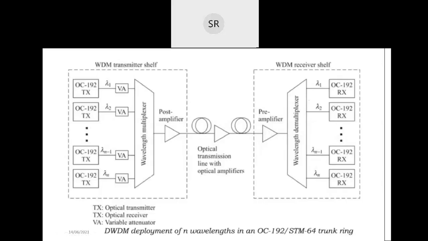Now we say that earlier, wavelength division multiplexing means what? We are just combining different spectral-width signals and then transmitting them. Now in the case of dense wavelength division multiplexing, instead of a spectral signal, we are combining specific wavelength signals.